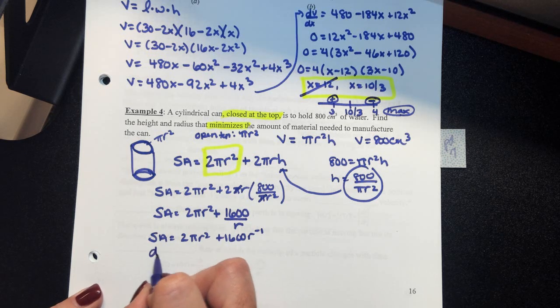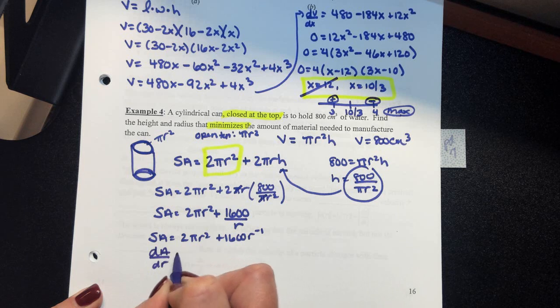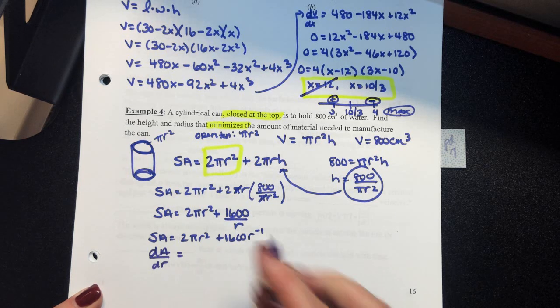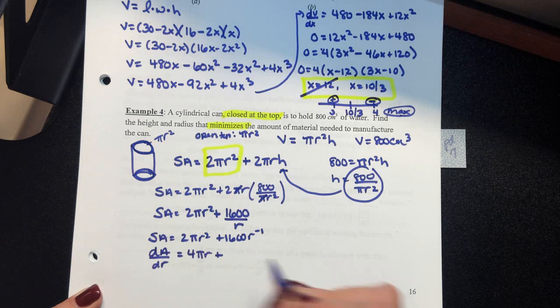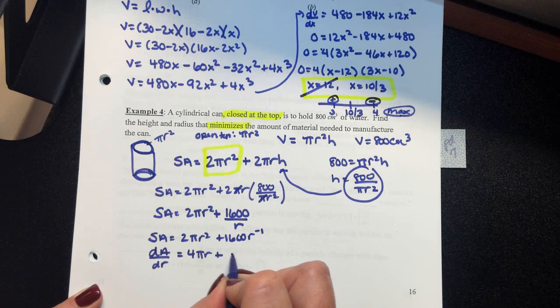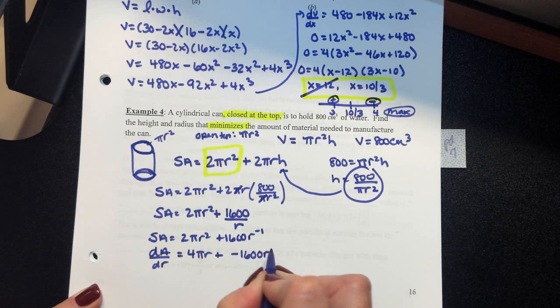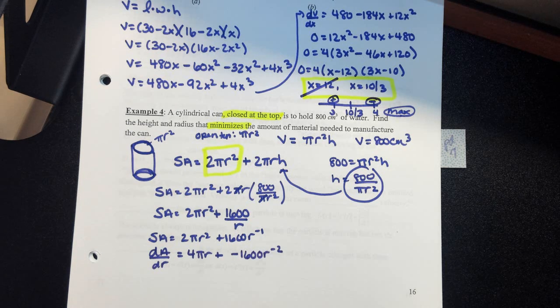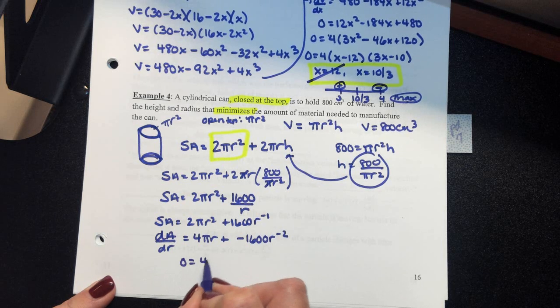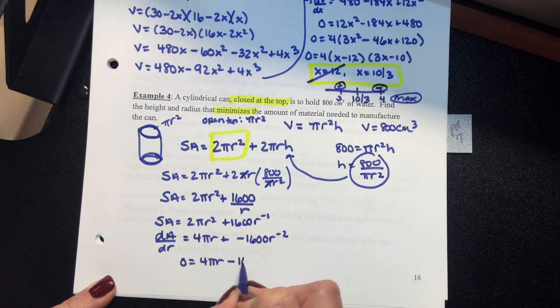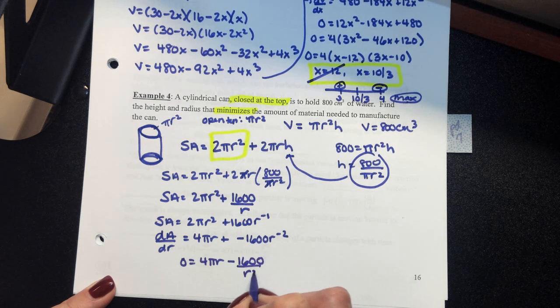So now I'm ready to take the derivative of the area with respect to r. So the derivative of 2 pi r squared is going to be 4 pi r. Plus, using my power rule, this is going to be negative 1600 r to the negative second. So now I'm going to have to take this derivative and set it equal to 0. So 0 is equal to 4 pi r minus 1600 over r squared.